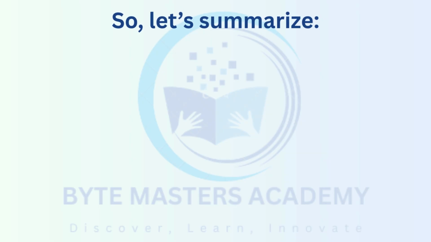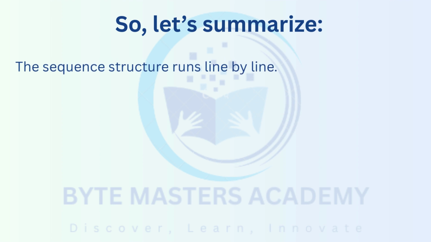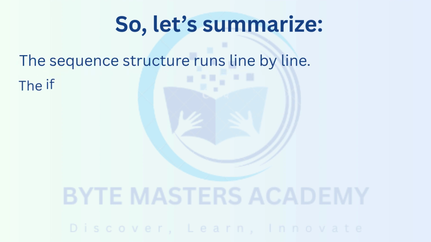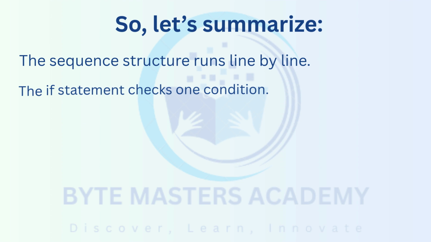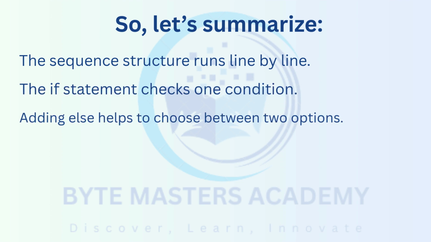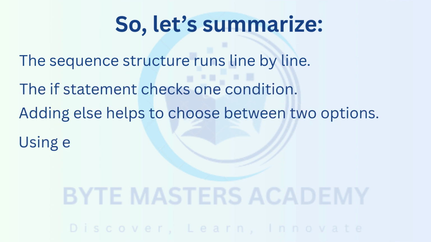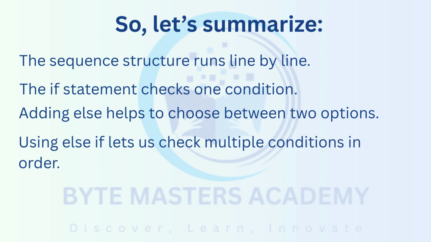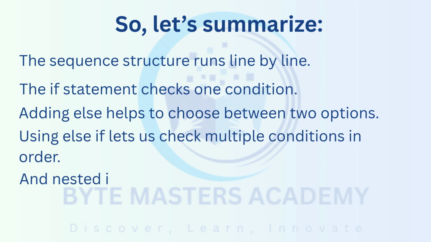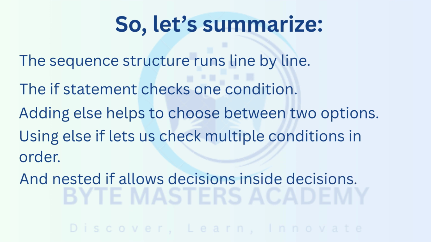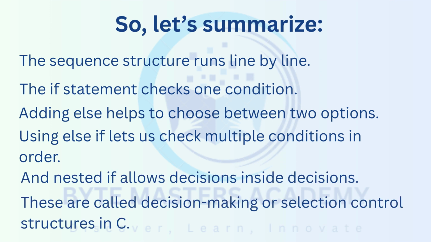So, let's summarize. The sequence structure runs line by line. The if statement checks one condition. Adding else helps to choose between two options. Using else if lets us check multiple conditions in order. And nested if allows decisions inside decisions. These are called decision-making or selection control structures in C.